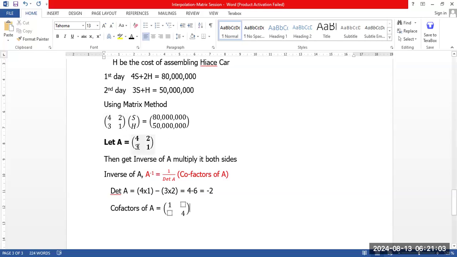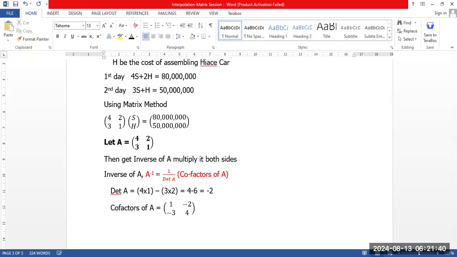If it is +3, now we change the sign to -3. If it is 2, we change the sign to -2. So on the major diagonal, you interchange; on the minor diagonal, you change the signs. And that will be your cofactors. Have you understood how we get cofactors? Yes.